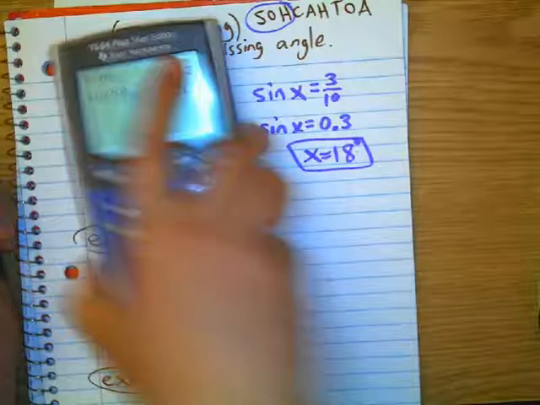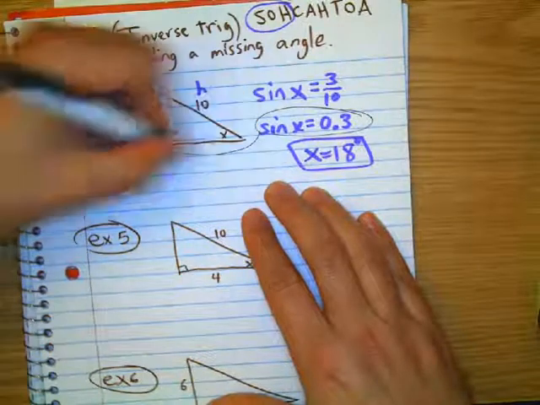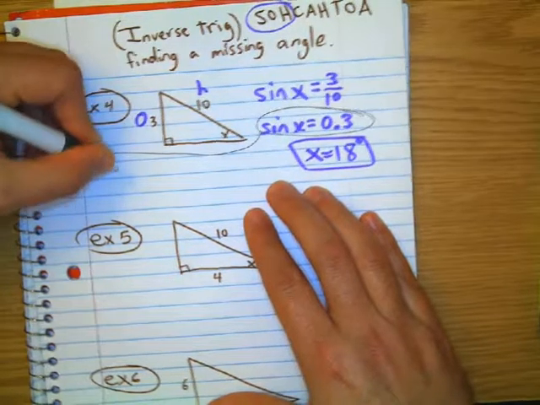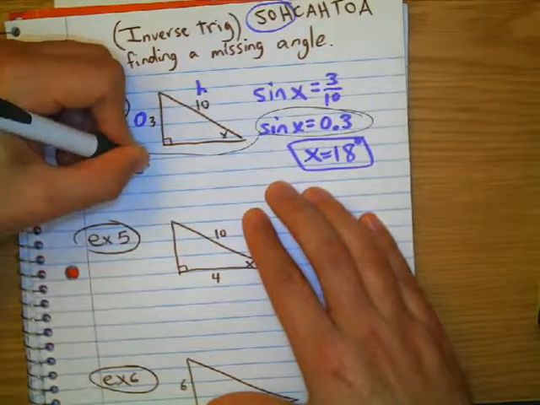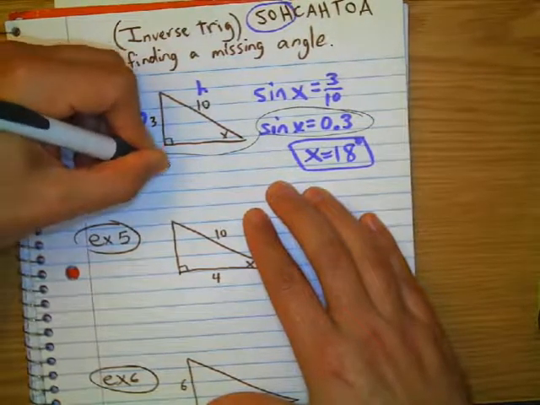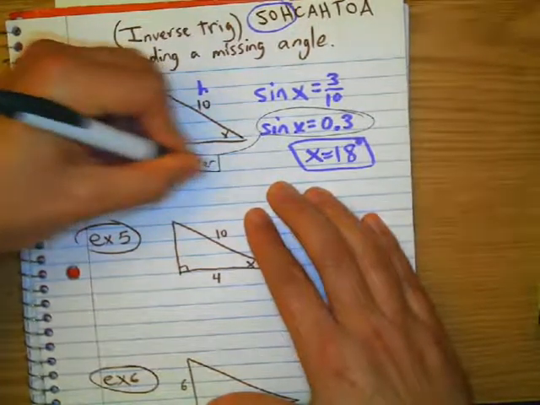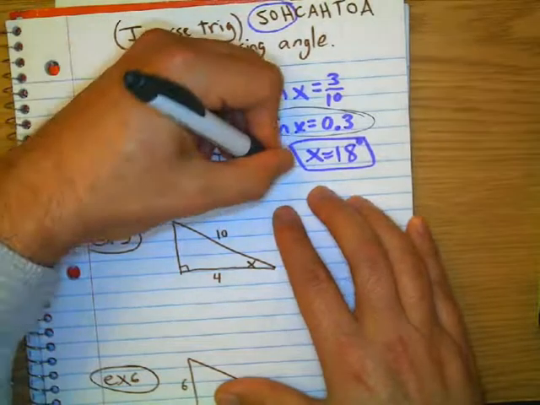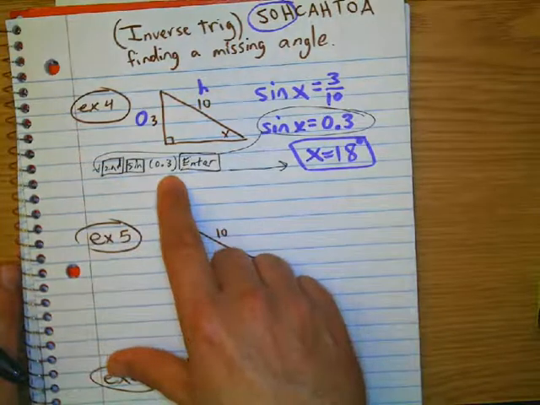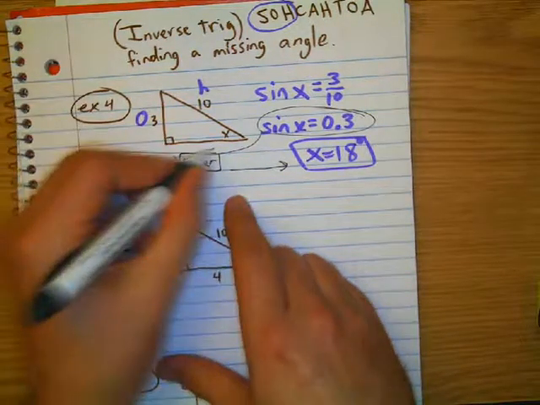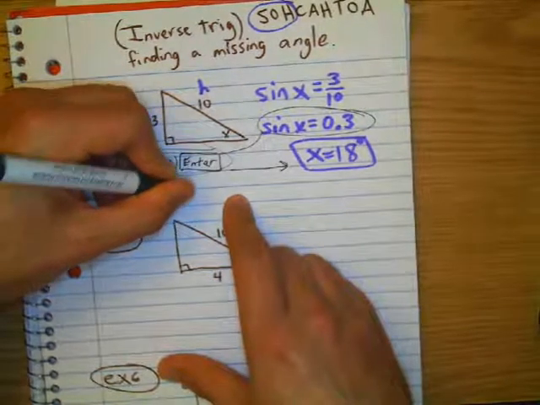So this is another way of getting it. So what did I just do? I could hit the second button, and then I can hit sine, and then 0.3, and then I hit enter, and then I will get the same answer. So second sine 0.3 enter, and what this looks like is sine -1 0.3.